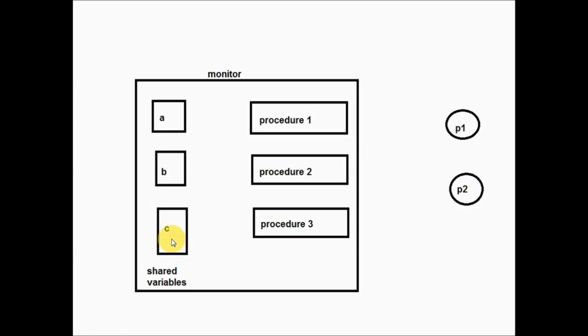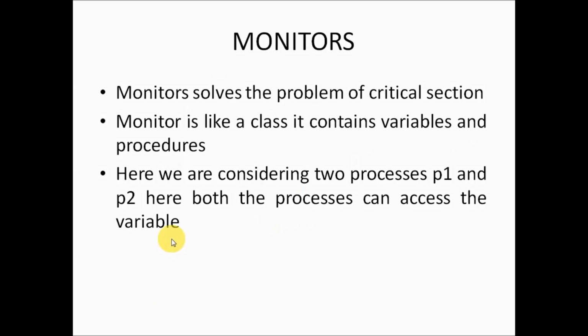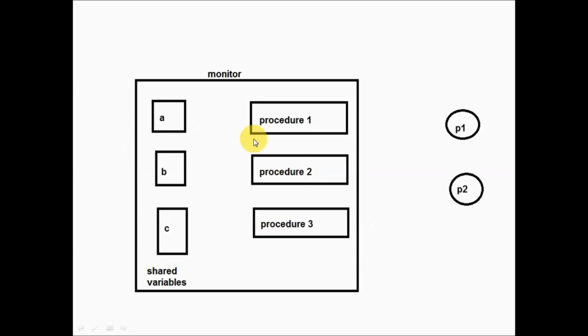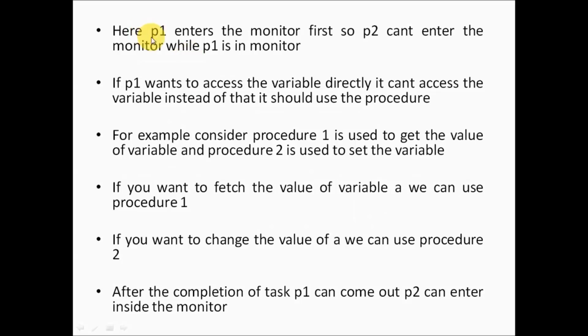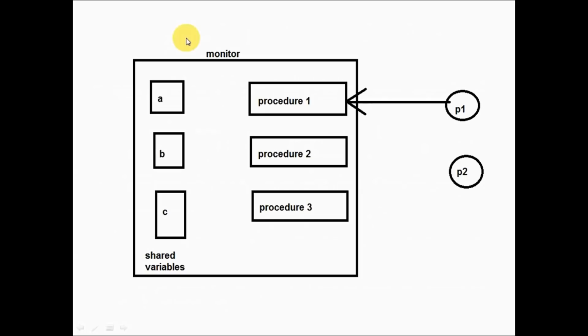But how? What is the procedure here? I'll explain that. Here I am considering two processes that can access the variables, which can be A, B and C. First I'll consider P1. Remember one thing: suppose P1 enters the monitor, then no other process can enter the monitor. If P1 enters, P2 can't enter. Only after the completion of P1, P2 can enter. So inside the monitor there should be only one process at a time, right?